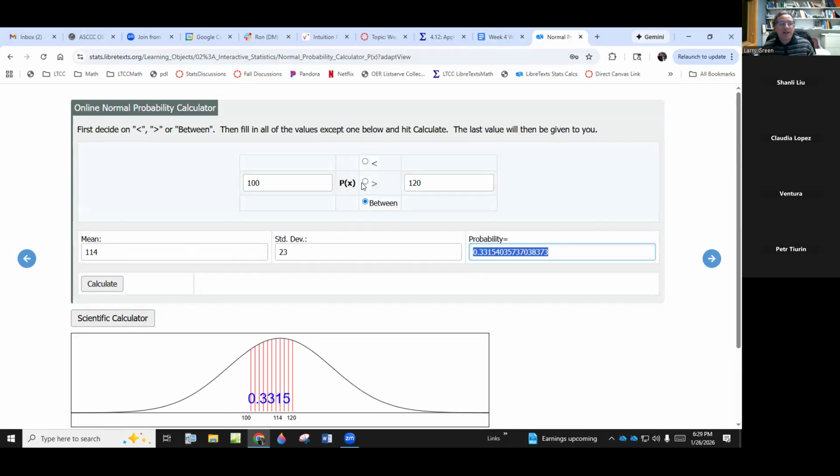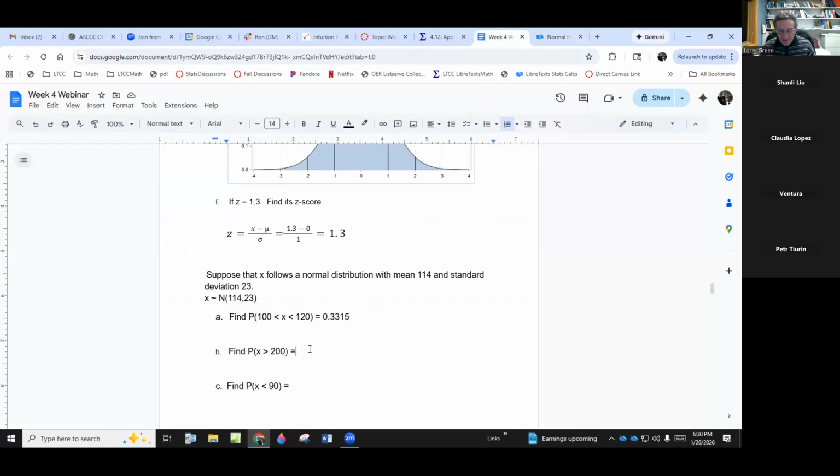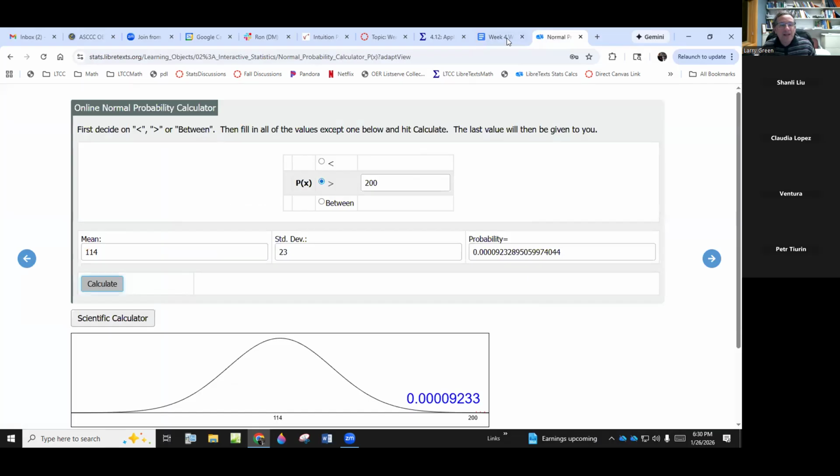Yeah, now we hit the greater than, and it's 200. The mean hasn't changed, the standard deviation hasn't changed. We don't know the probability, so I leave that blank. Whatever you don't know, you leave blank. And I hit calculate. And it's a really tiny probability, 0.00004 zeros and 9233 about. 9233, yeah.